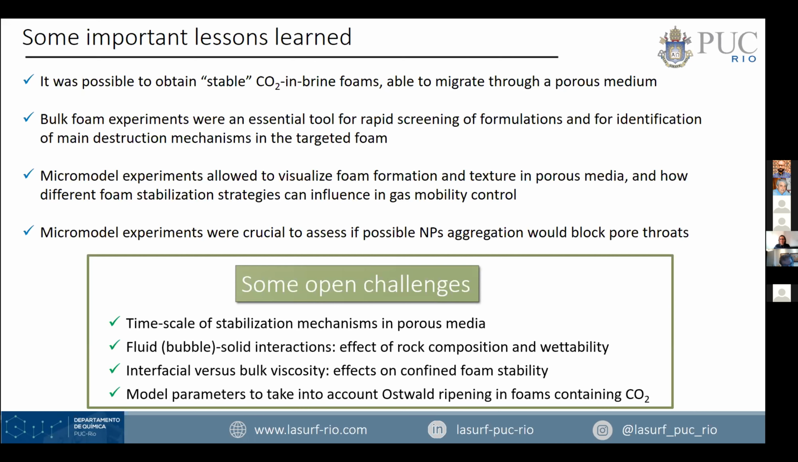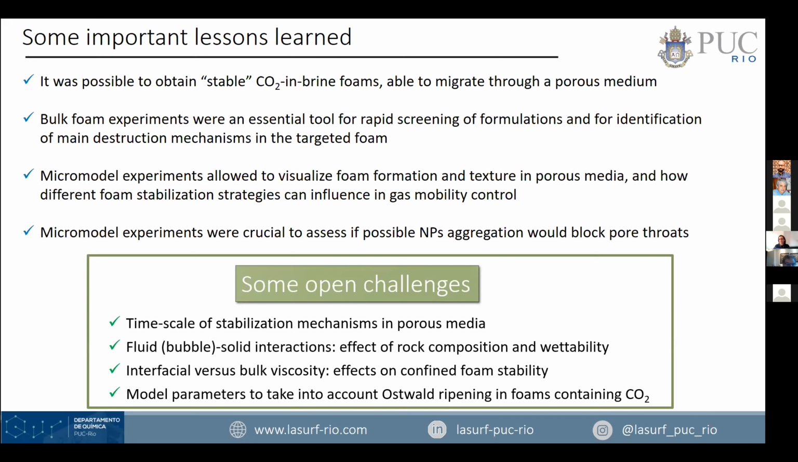And in terms of open challenges, we have many in our labs, and these ones here I pointed out because I regularly mention them, so I can throw some of these challenges to the whole community. If you want, we're open for collaborations. We need to do more study on the time scale of this stabilization mechanism in the porous media.